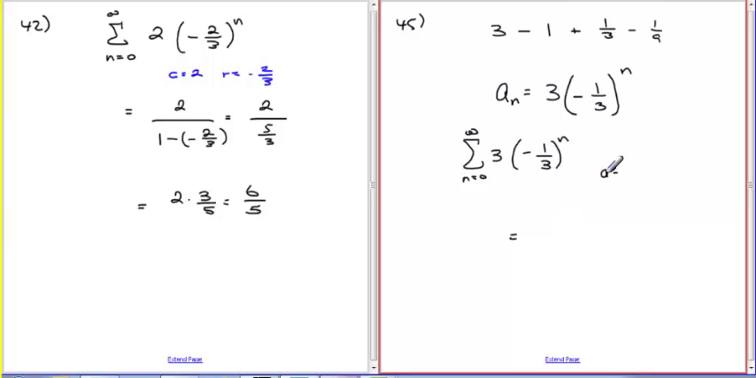This one alternated between positive 1 and negative 1, and that one was easy. A is 1 and R is negative 1/3. This one alternated positive and negative, but as n became larger, this fraction became smaller, so it kind of went like this. A divided by 1 minus R, which is negative 1/3.